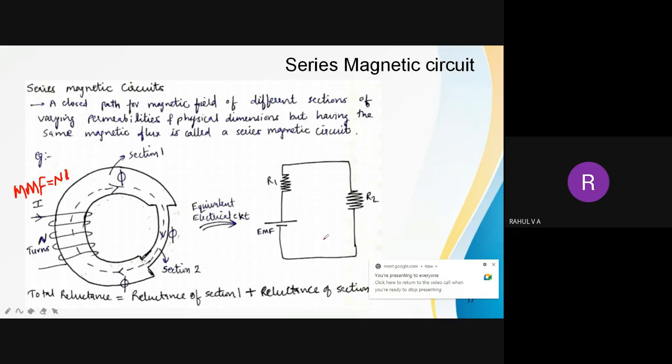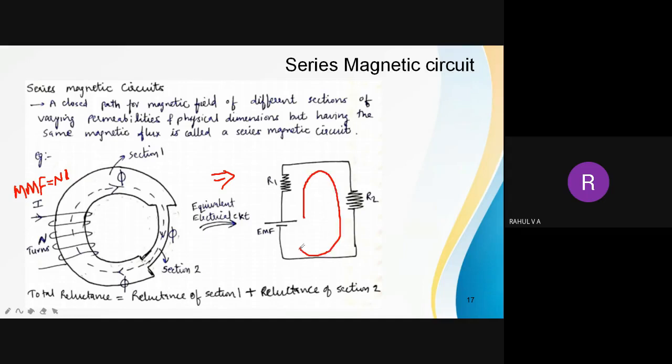There are two sections, section 1 and section 2. The flux passing through each section will be the same, because it is similar to the electric circuit. If you analyze this electric circuit, because of this EMF, current will flow like this. It is a series circuit. The current through each component will be the same.